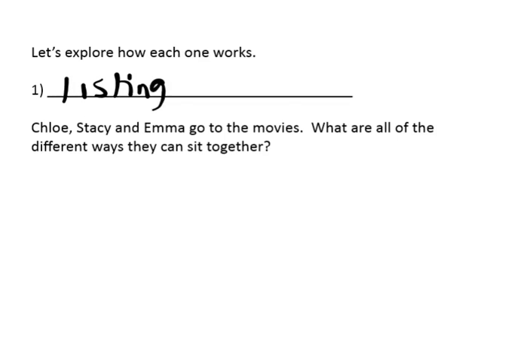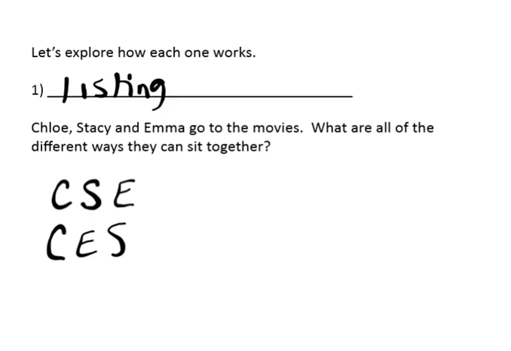Chloe, Stacy, and Emma want to go to the movies. What are all the different ways they could sit together? So we know that there are going to be 3 seats for them to take up, and the first person to sit down could be Chloe, and then Stacy could sit next to her with Emma on the other side. But another option is for Chloe to sit down first and Emma to sit down next to her, and then Stacy to sit down last. Those are all the different ways that Chloe could sit down first.